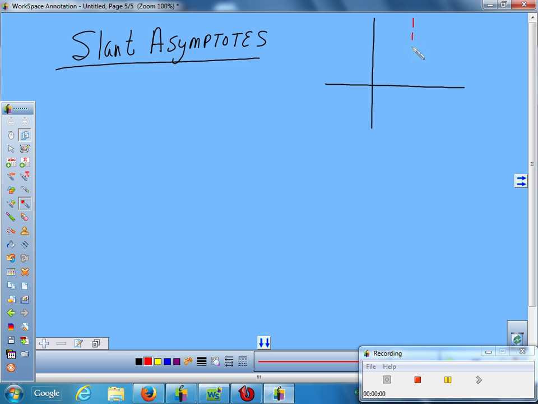Most slants will also have a vertical. Don't have to, but they frequently do. But they may also have a slant. And then the graph tends to it, it may come up the slant and then bend and follow that asymptote, come up the asymptote, follow the slant.